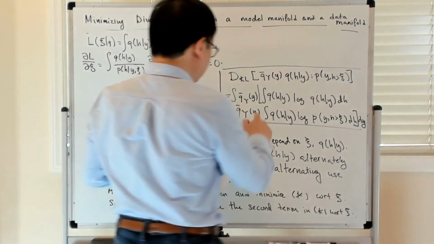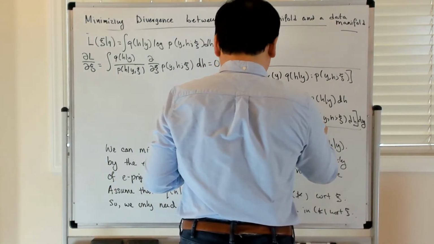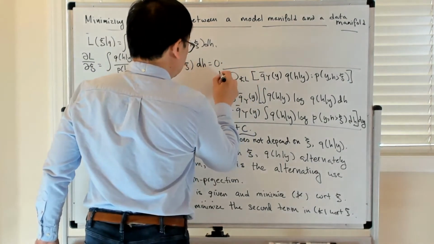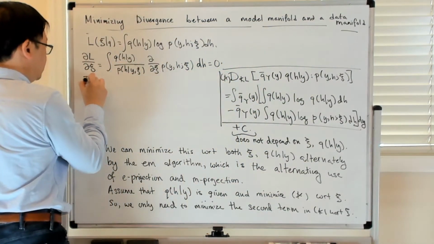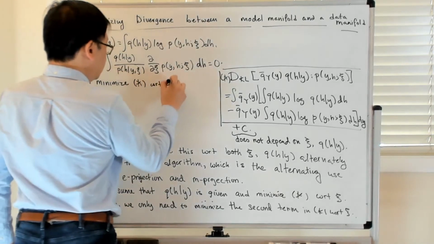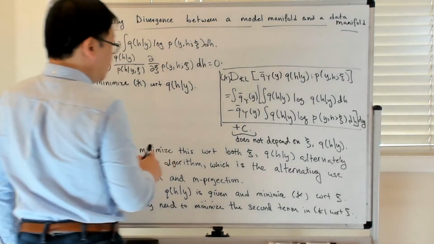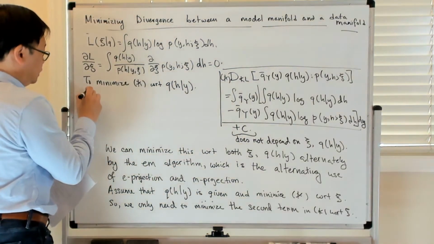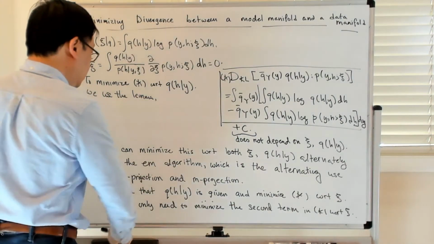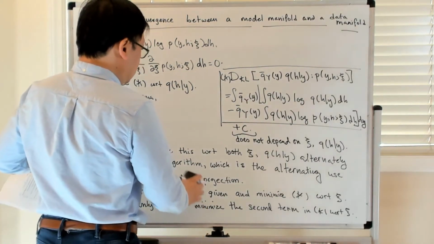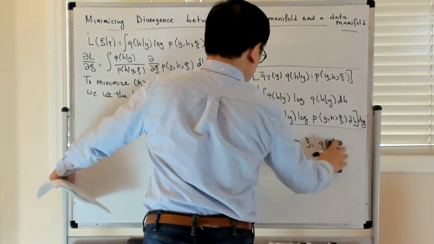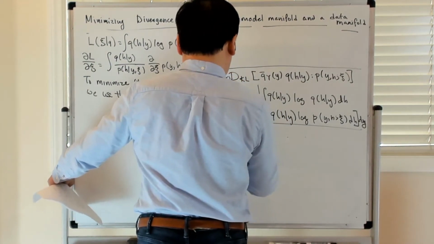And then the other thing you want to do is minimize, again, this KL divergence, but now with respect to this conditional probability on Q. So to minimize, let's call it star, with respect to Q(H | Y), we use the following lemma. I'm just going to leave the constant there.